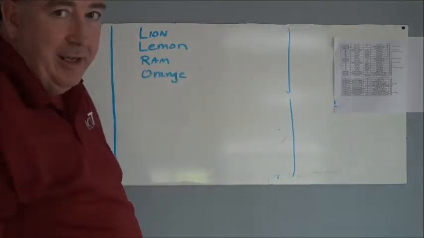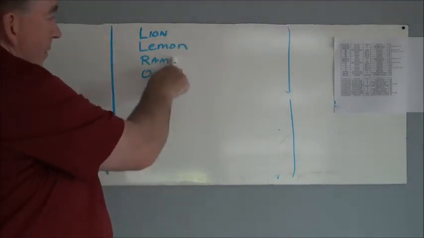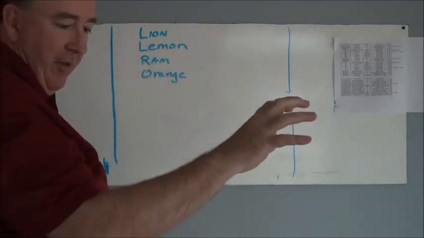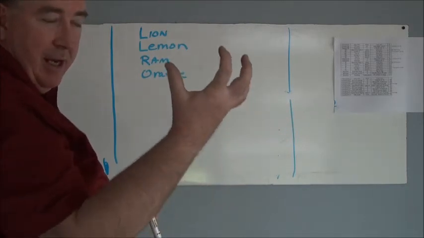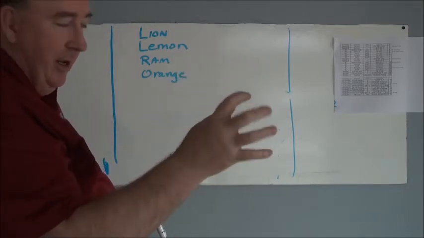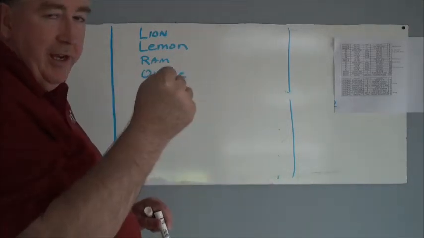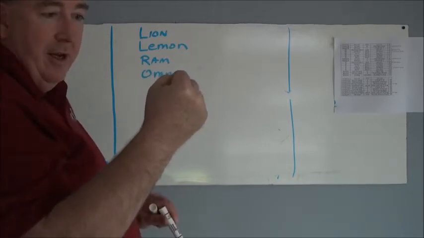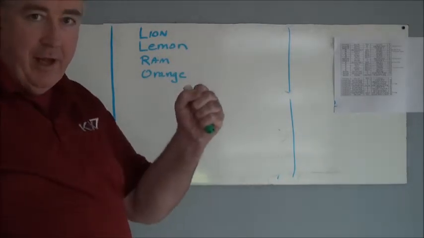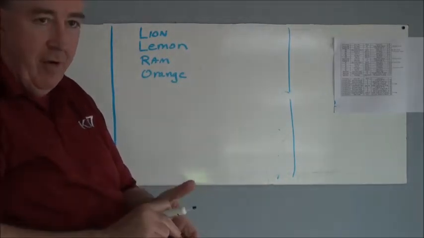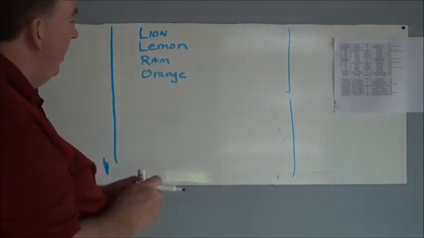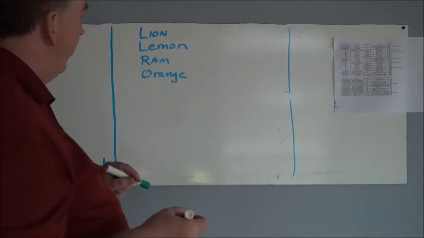Okay? Hand signals from your quarterback. Ram and lion are animals, so if he holds out his left hand, right hand, and he makes the claw, that's an animal. Animals have claws. If he holds out his right hand and the hand is closed, that's an orange. Or if he holds out his left hand with the hand closed, that's a lemon. If he holds it out with the hand open, that's a lion. Those are the hand signals we'll use. It won't take us long to get used to the terminology.